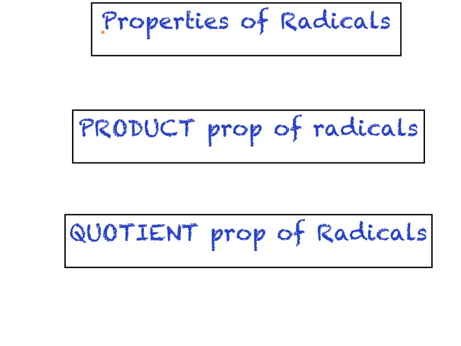Our first title today, we're going to do 3 mini titles. Our first one is called The Properties of Radicals. And the first thing, we've looked at a lot of square roots, but we're going to start to look at cubed roots and fourth roots and fifth roots and so forth.